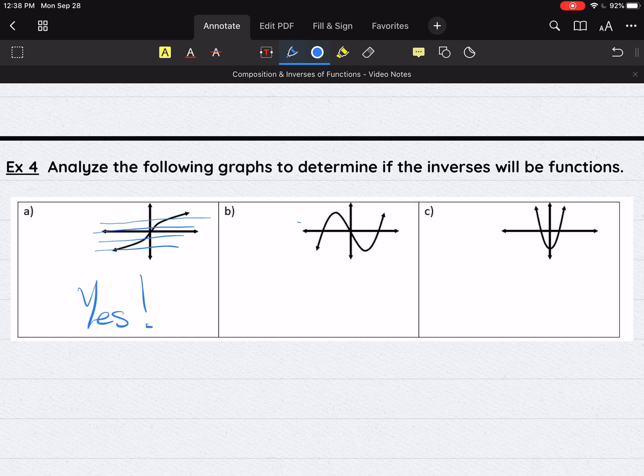B, draw a horizontal line. It hits in multiple places. So no, my inverse would not be a function. It's not 1-to-1. Next one, same thing. Hits in 2 spots. So this is not 1-to-1, so the inverse would not be a function.